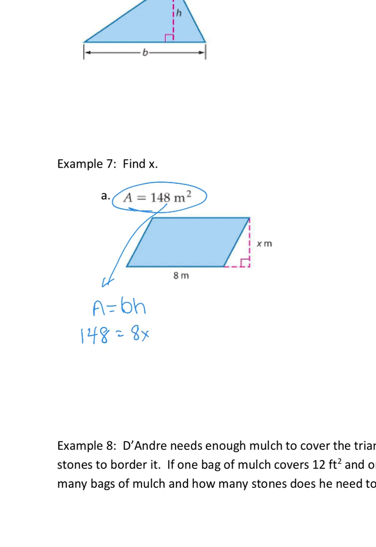So in order to solve for x, we're just going to simply divide both sides by 8. When I do that, I'm going to get a total of 18.5. Now this is not area, this is just a side, so this is just meters. So we don't square it unless we're actually finding the area.